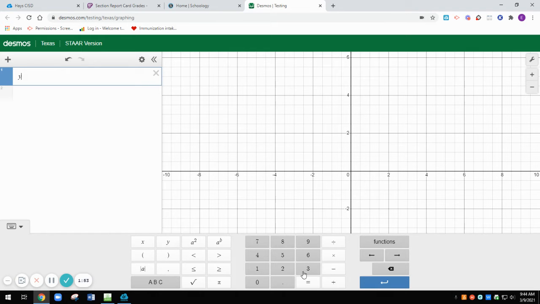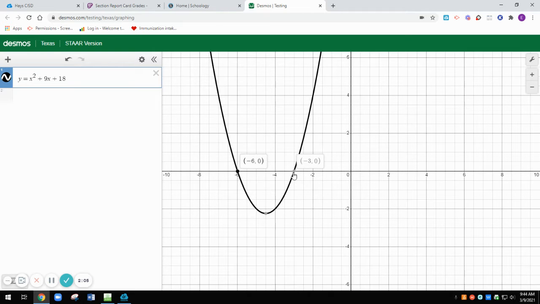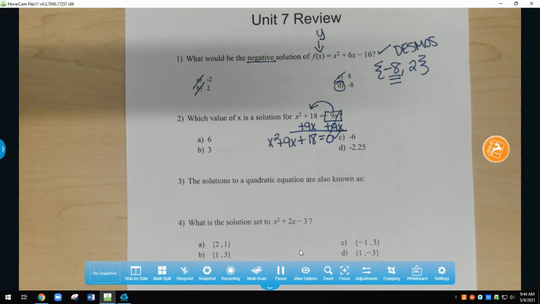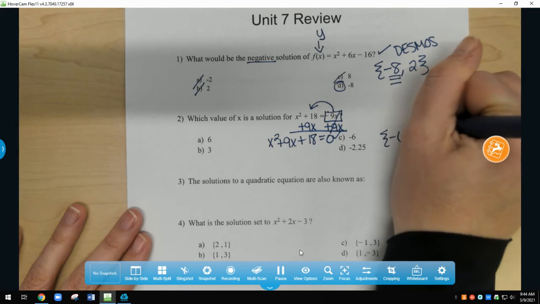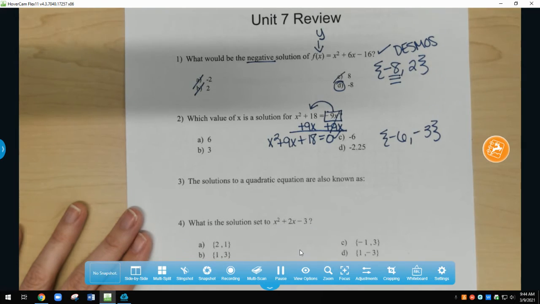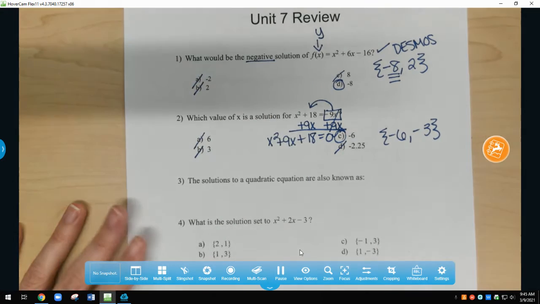So we're going to have y equals x squared plus 9x plus 18. So my solutions are -6 and -3. So the only one that shows up as an answer choice is -6. So it is C.